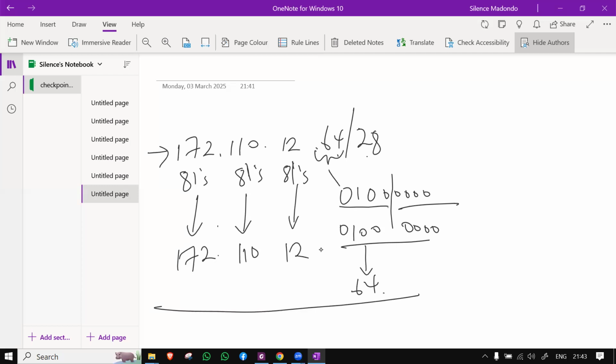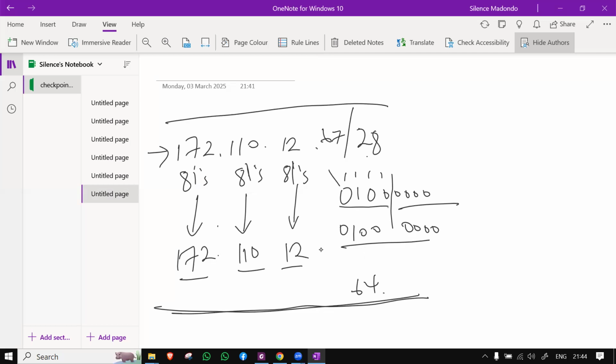If this had been 67, for example, how we identify that it is a host is by doing the same thing. The ones return 172, 110, 12. Here the ones are 4, 1, 2, 3, 4, and the rest are zeros. It returns 64. After it returns 64, we compare the number we get here with the one we get here. If they are different, it means it is a host. If they are the same, it means that's the network ID basically.